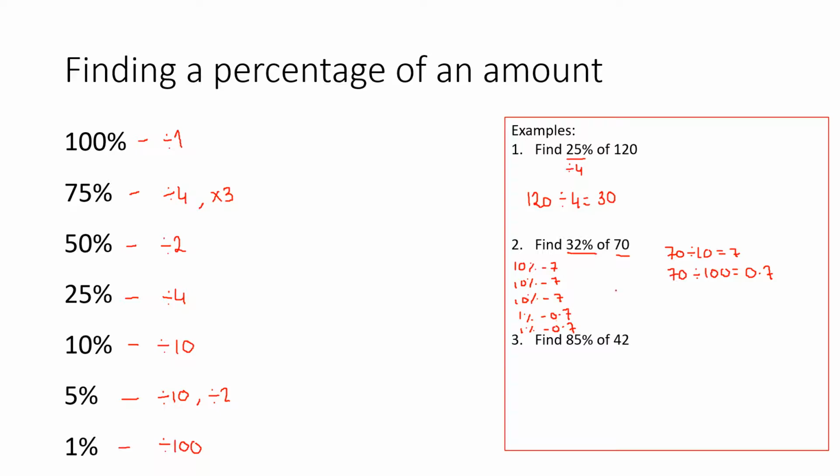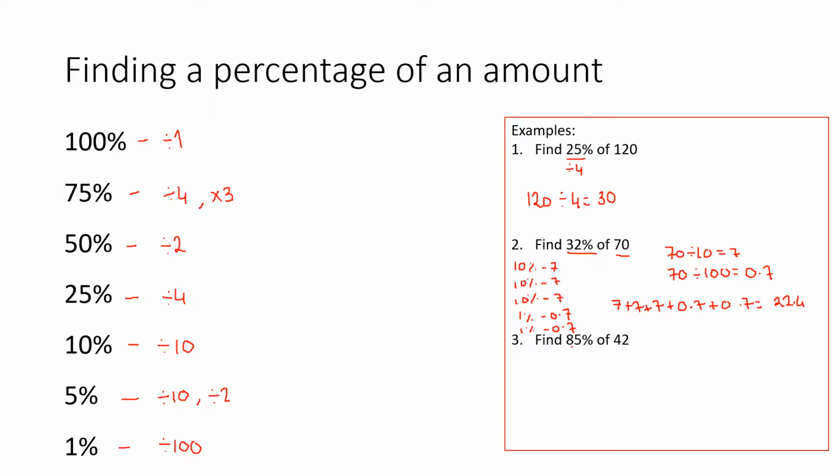Now to find the total, all I have to do is add my 3 lots of 7, which is my 30%, plus my 2 lots of 1%, and that gives me an answer of 22.4. Example 3, find 85% of 42.